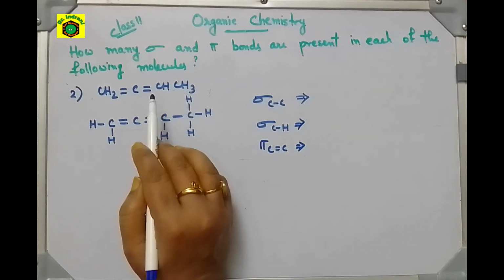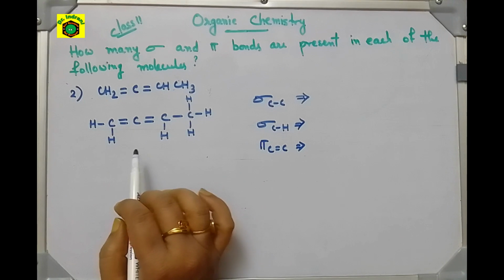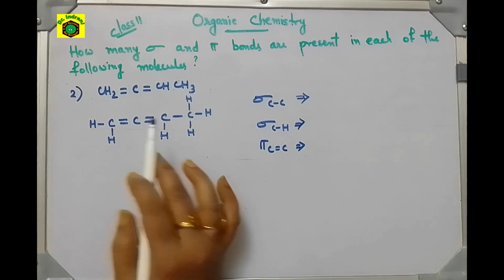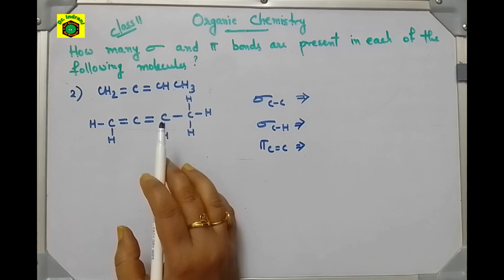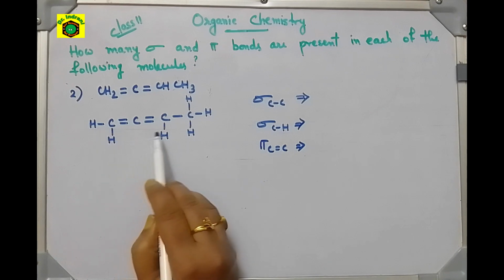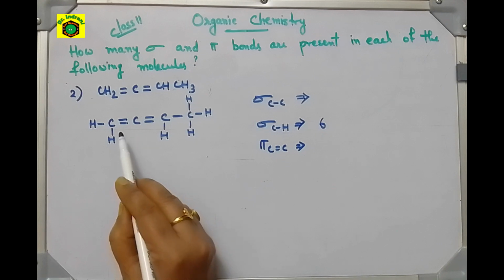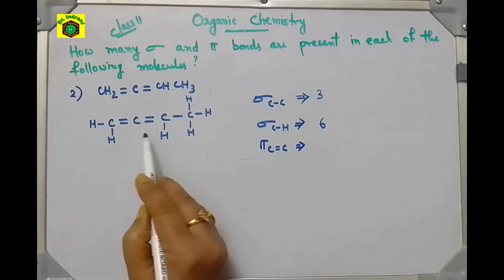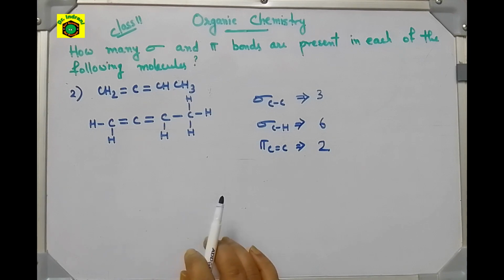This is next molecule. So first what we have to do, we have to write complete structure showing all bonds. Then you see all valencies are satisfied or not. Done. Now you see between two atoms, first bond is sigma bond, another bond is pi bond. So here how many CH sigma bonds are there? 1, 2, 3, 4, 5, 6. How many CC sigma bonds are there? 1, 2, 3. How many pi bonds are there? CC pi bonds? 1, 2. Hope it's clear to you.